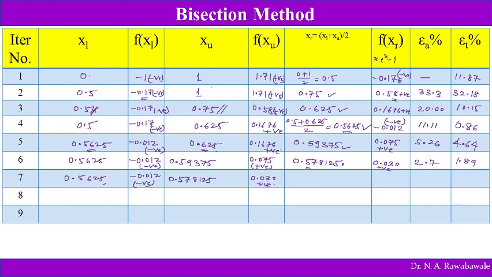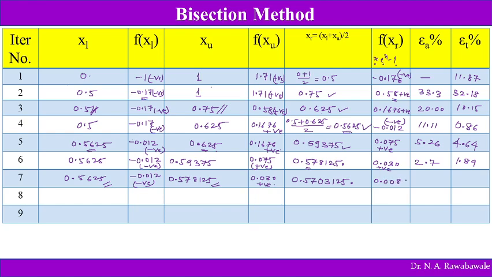The average of these two, 0.5625 and 0.578125, will be 0.503125. So if we substitute this value in the function x e to the power of x minus 1, then we get 0.008.